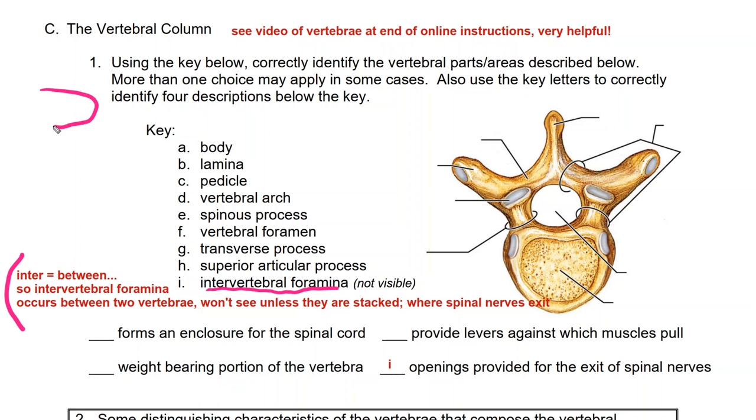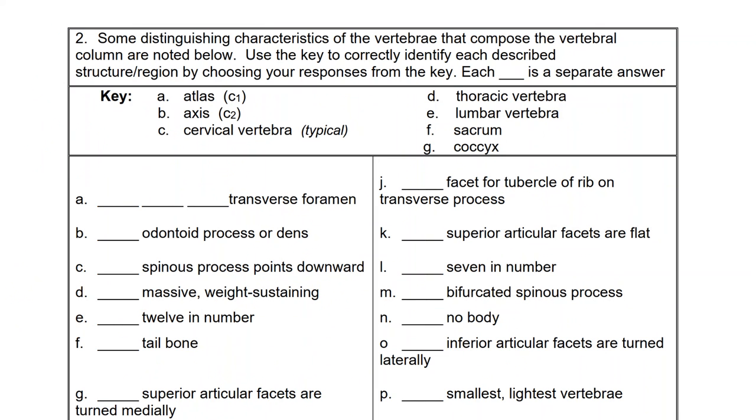You know, you have the body and the little things, then you have another one under here, and it's going to be a little space that occurs in between two vertebrae, and it's going to be where your spinal nerves exit from your spine and kind of wrap around your ribs. So intervertebral foramina is between two vertebrae. Here, just kind of learning again the distinguishing characteristics. Watch the videos, check out the book.